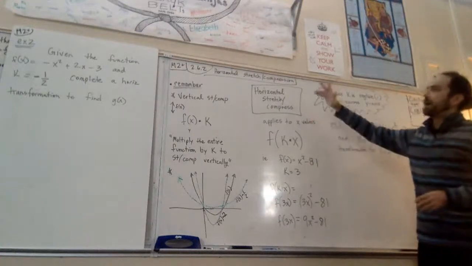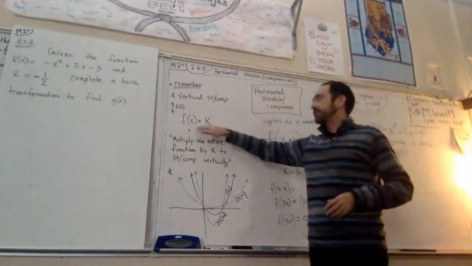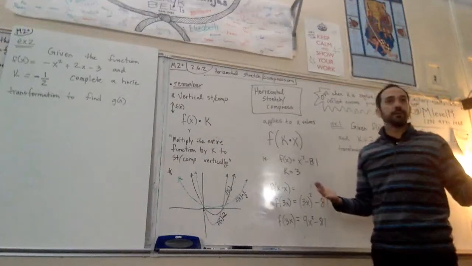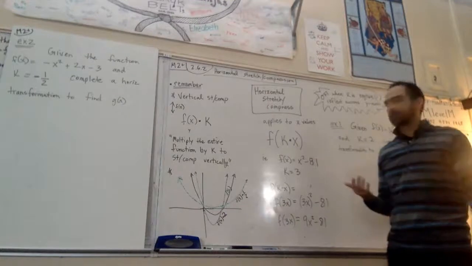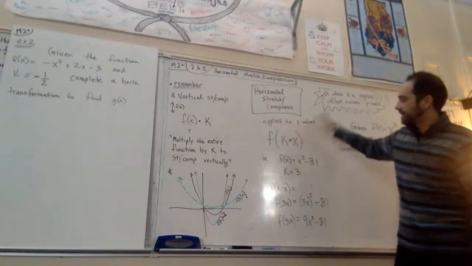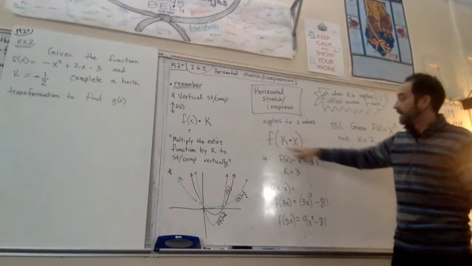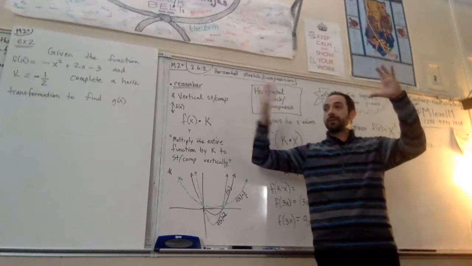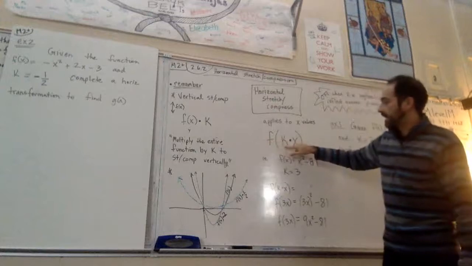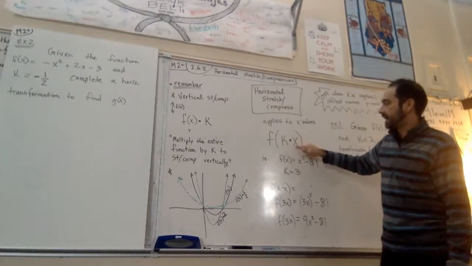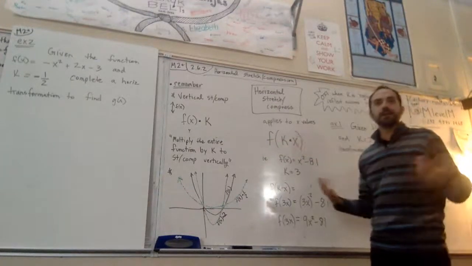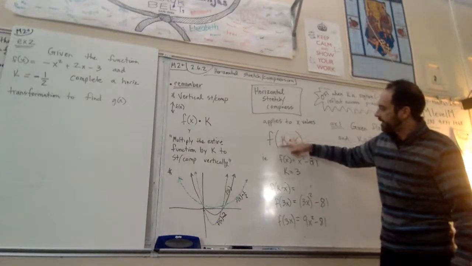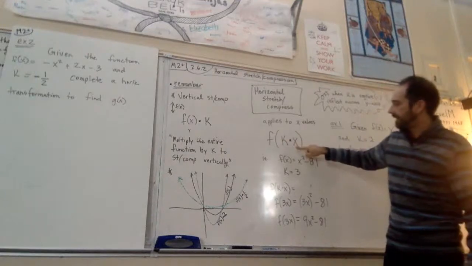Okay. Now, vertical stretch compress applied to the y value. So what do you think horizontal stretch compress is going to apply to? X. Good. So it applies to the x value. So instead of being f of x times k, where we take the whole function and multiply by k, you're going to take k and multiply it to the x in every place that there is an x. So essentially we're going to multiply this k value to the x values.